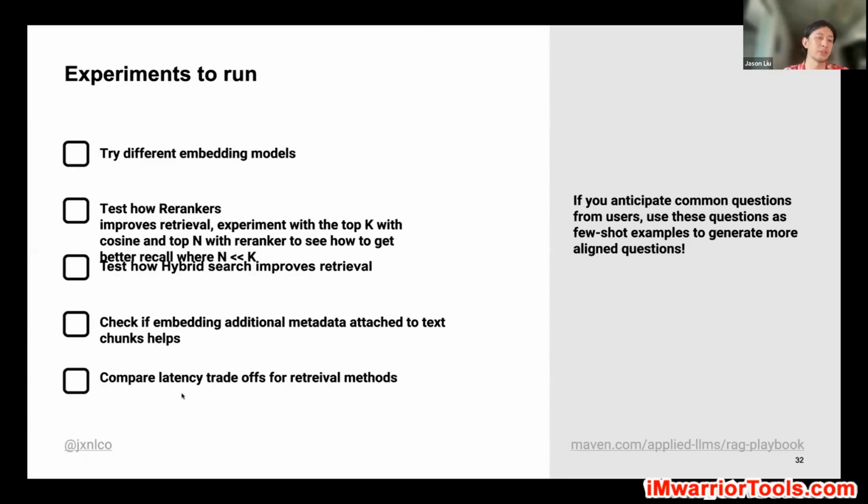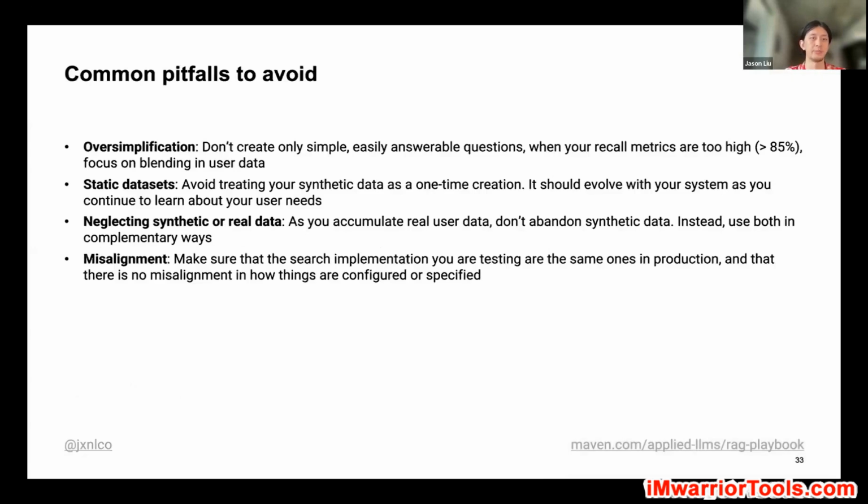Once you try all of them, you can start looking at the latency trade-offs against these different retrieval methods. In an e-commerce setting, 100 milliseconds costs you about 1% of revenue. It might not be the case for your situation, but it's good to understand where those trade-offs happen. And just don't oversimplify these questions.